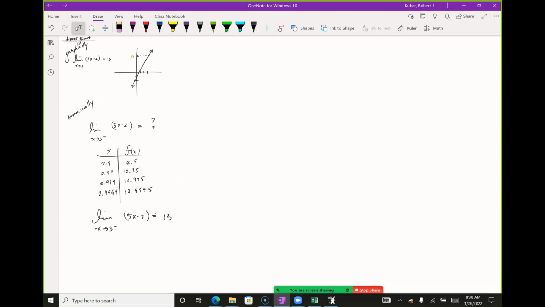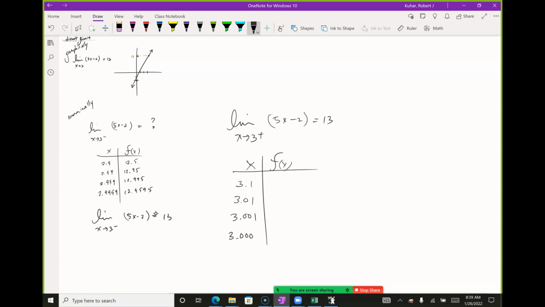And now we do the right. So the limit as x goes to 3 from the right, it's a little bit strange notation the first time you see it, but I'm doing x goes to c from the positive side, from the right side, of 5x minus 2. We already know the answer is going to be 13, but let's get our table set up. Our table is going to be 3.1, 3.01, 3.001. I should be able to see 13 at that point, but we'll even go one more.